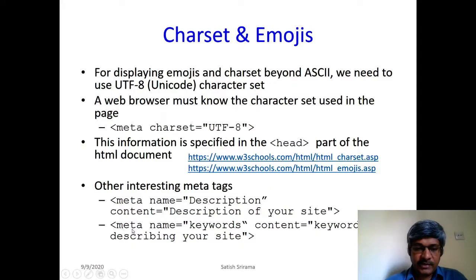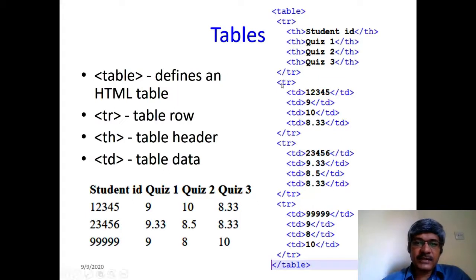There is also other meta information, like keywords you can put. The content is basically keywords describing your site. You can put all those keywords, and whenever people search for these keywords, your page will have a higher chance of showing up. Tables are very interesting things.